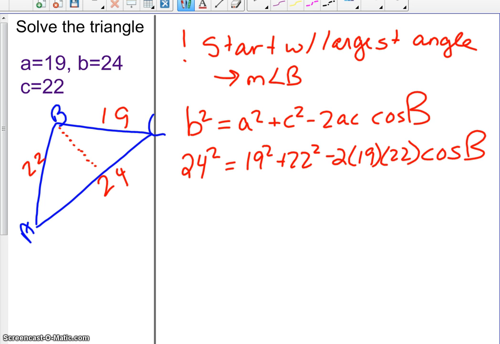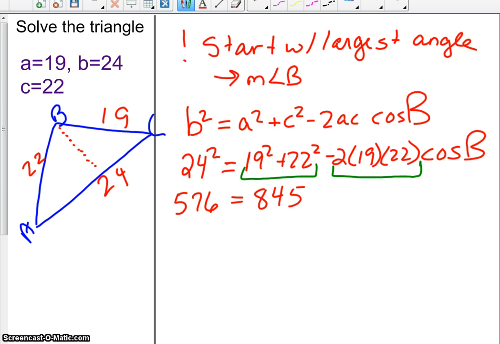The most common mistake I see is students saying, I'm going to do all of this together. Be careful about that. You can't just multiply all that together. You have to do it in parts. So let's do it in parts here. 24 squared is 576. 19 squared plus 22 squared, let me do that part. That is 845.